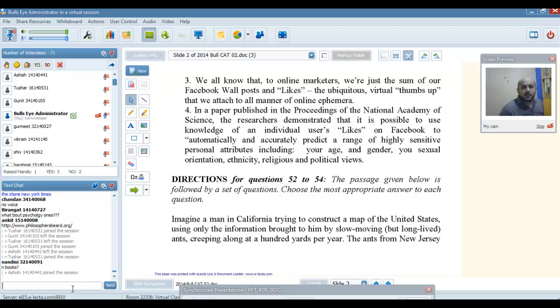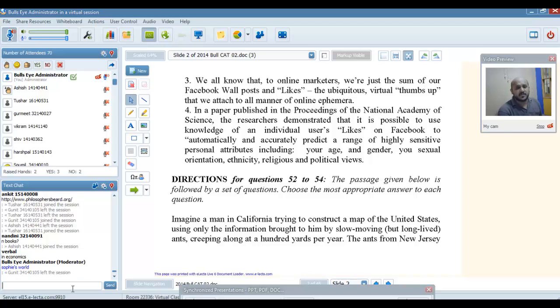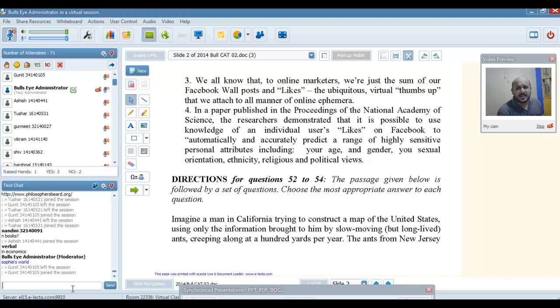One book on philosophy, a must read for everyone. Sophie's World is a book which is a must read for everyone who's appearing for CAT. It would give you awesome philosophy prep. These are the side notes for reading that you should be keeping in mind.